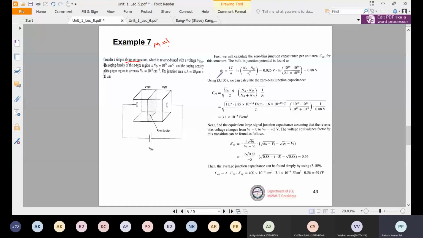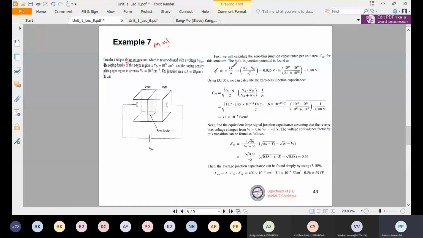First of all we need to find out the built-in potential. This built-in potential will be kT by q ln of Na Nd divided by ni square. All the values are given; these are the known parameters. kT by q is 26 millivolt, or 0.026 volt, is considered.